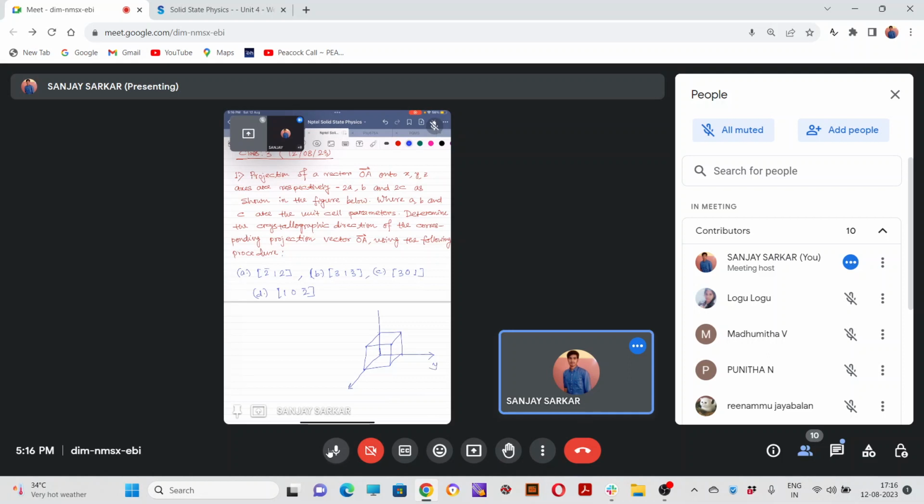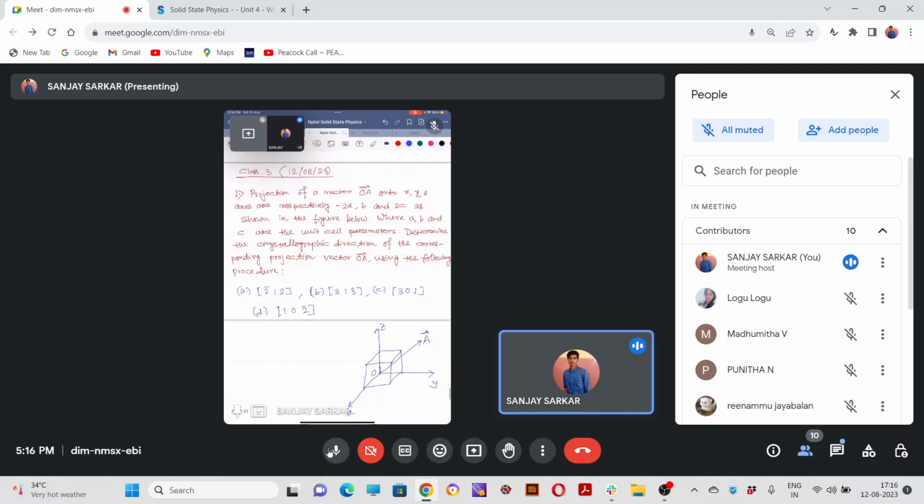So x, y and z, and the y vector is something like this. So let's assume this is the y vector. Already the intercepts are given in the question. The intercept along the x direction is minus 2a, along the y direction is b, and along the z direction is 2c.